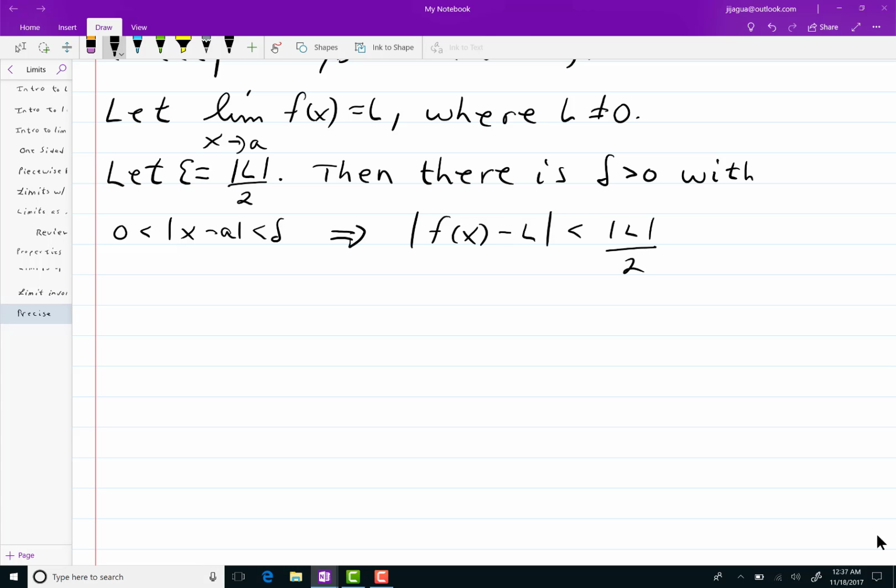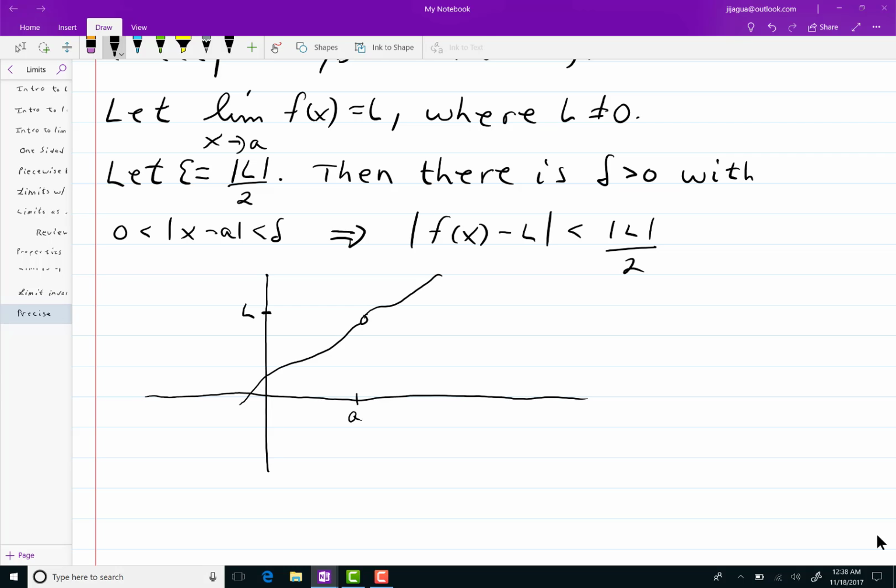Let me draw a quick picture of this before I continue here. I'll just work with L's that are positive for now, but you can get the idea even if you think of negative ones. I'm going to draw myself a graph with a hole in it, and right underneath the hole, I'm going to put the number a, and immediately to the right of the hole, I'm going to put the number L. That's the limit as x is going to a.